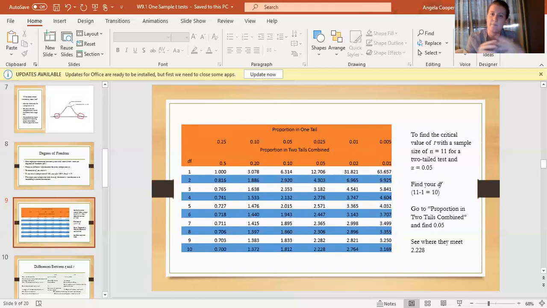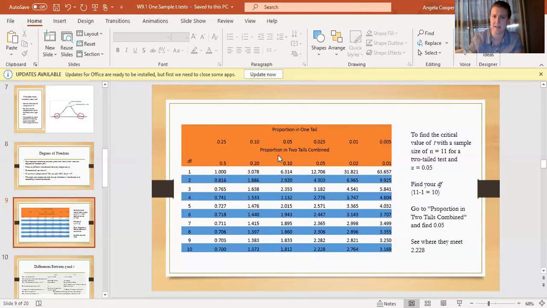So a couple things you need to know to use the t-table. You need to know your degrees of freedom, which again, like I mentioned earlier, is just n minus 1. So sample size minus 1. You also need to know if you have a one-tail test or a two-tail test. Now, we've gone over this with z-tests. If your alternative hypothesis is greater than or less than, you have a one-tail test. If your alternative hypothesis is not equal to, it means you have a two-tail test.